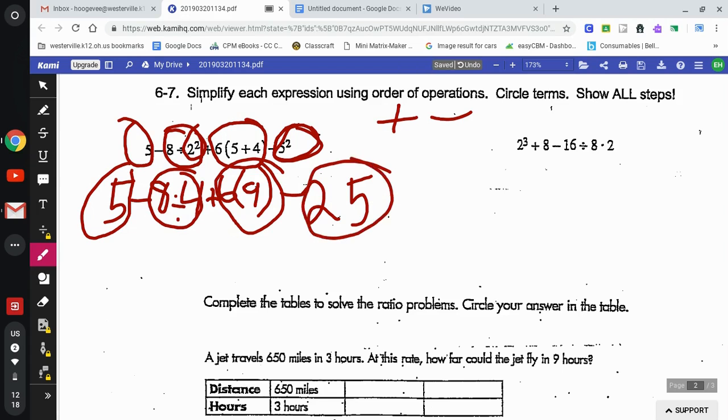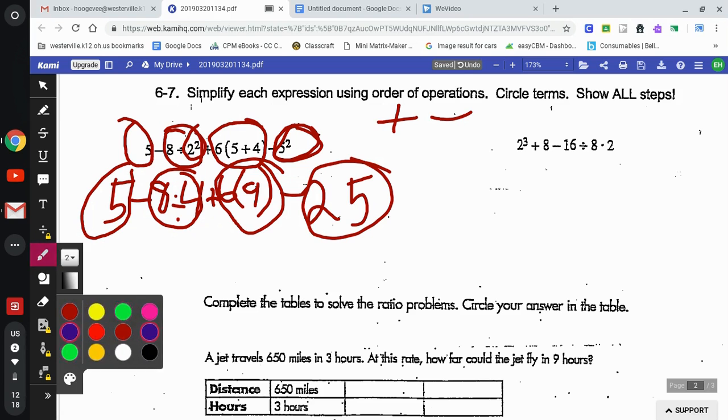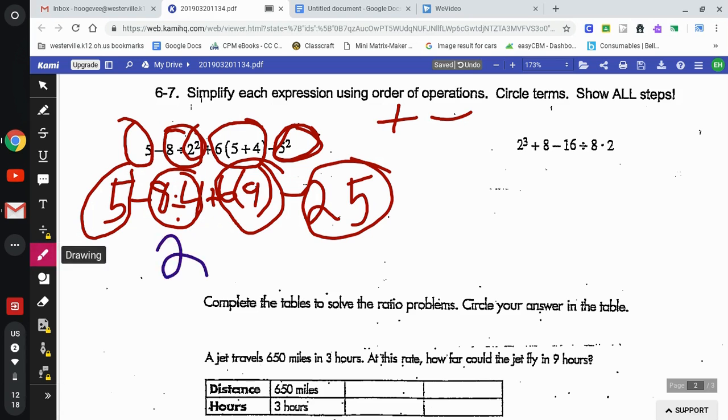So multiplication and division, it just comes what comes first from left to right. So I'll do 8 divided by 4. I'll switch colors here. Is 2. 6 times 9 is 54. Good. I'll bring down my sign. So I got my plus sign. I got my 5, I got my minus, and I got my minus 25.